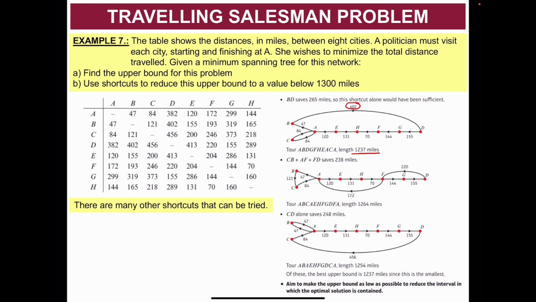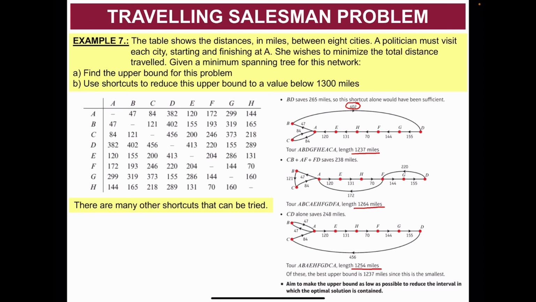Another option might be you go from D to F, and then from F you go to A. And when you look at this option, then the improved upper bound would be 1264. Okay? Or another one that you only would do the CD, okay? That would save additional 248 miles. So the length would be 1254, just what we had before.